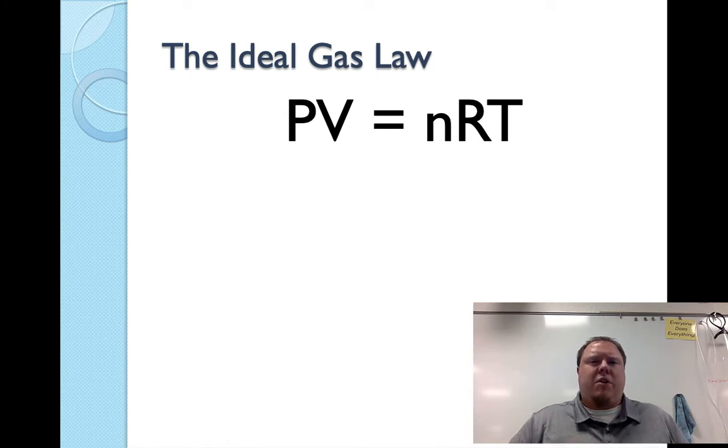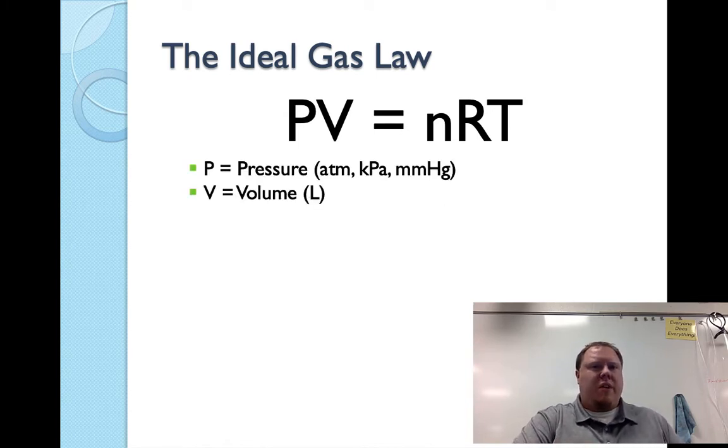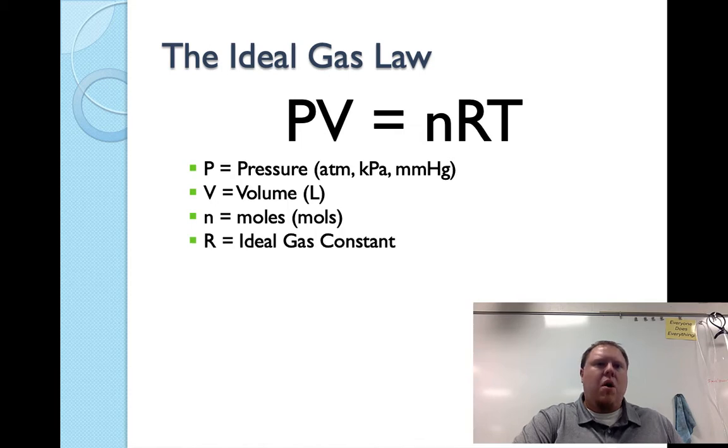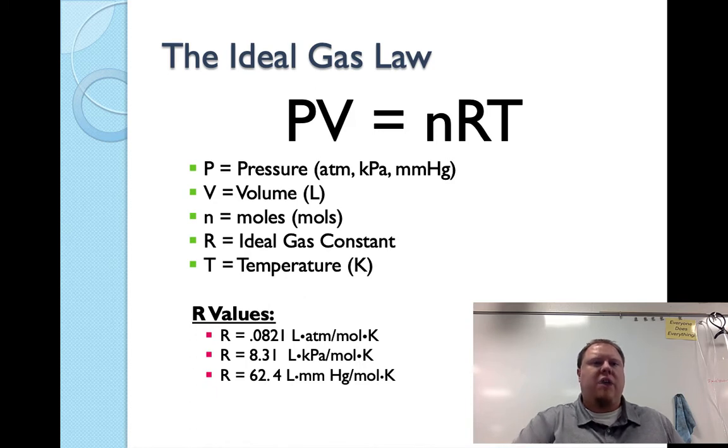PV equals nRT. P stands for pressure, V stands for volume, n stands for number of moles, the amount. R is something called the ideal gas constant. More on that in just a minute. And then T is temperature, which of course we're going to use Kelvin. Okay, you have to use Kelvin for this. So P times V equals n times R times T.